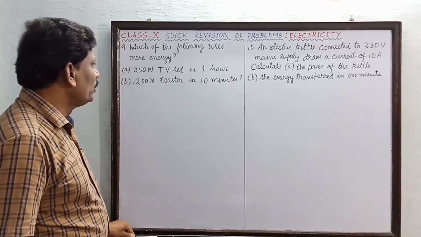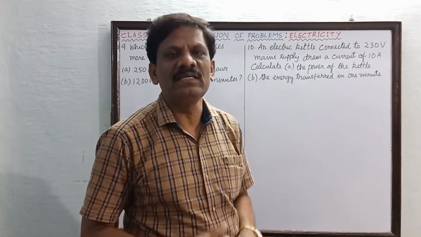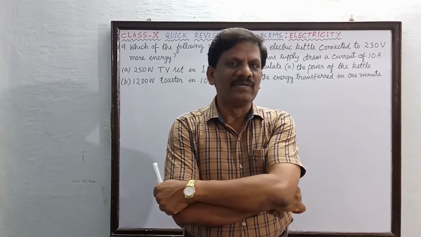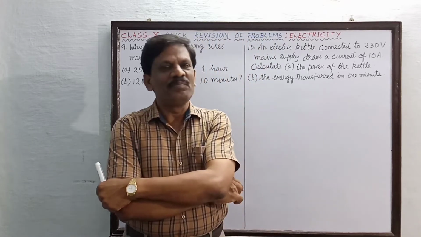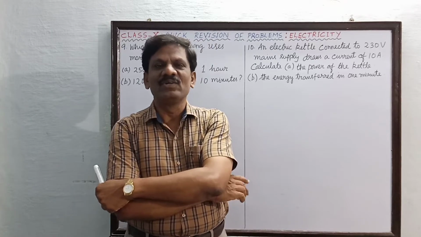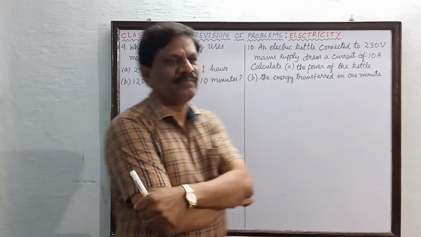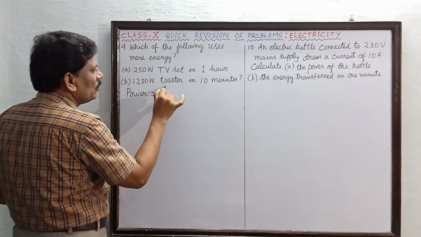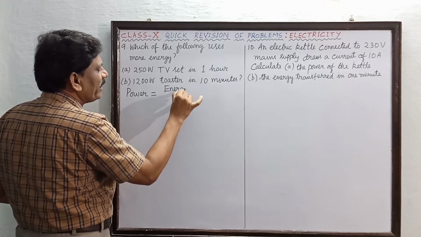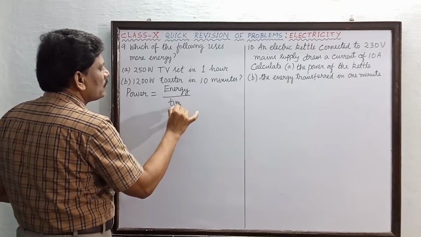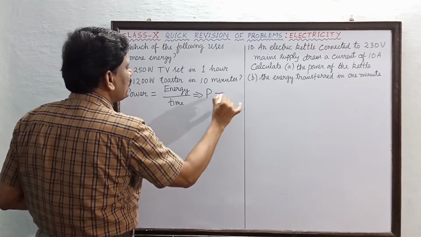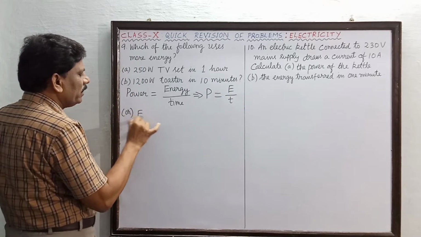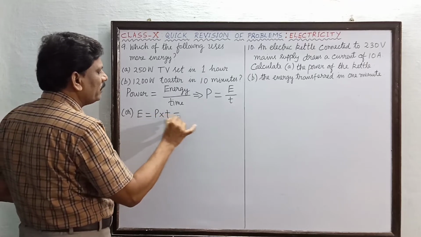So, we are going to use the expression relating energy, power and time taken. Power is equal to energy by time, we have studied. Rate of energy is called power. Therefore, energy must be equal to what? Power into time. So, power is equal to energy divided by time. This implies P is equal to E divided by T, or E is equal to P into T.